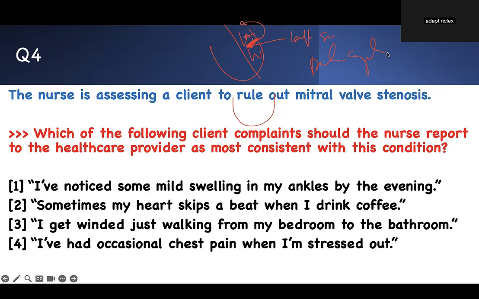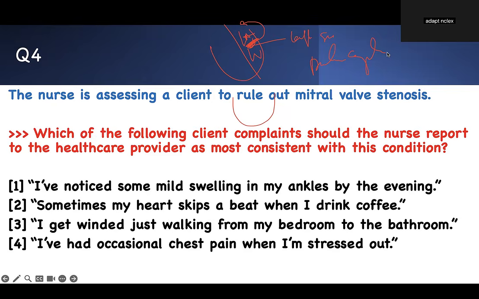Sometimes my heart skips a beat when I drink coffee. Well, you have palpitation from drinking caffeine. Get rid of it. I get winded just walking from my bed to the bathroom. Small exertion and you have shortness of breath. That is pulmonary edema. I have had occasional chest pain when I stress out, stress-induced chest pain.